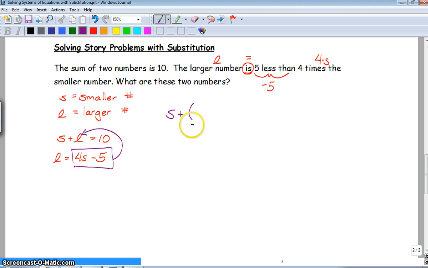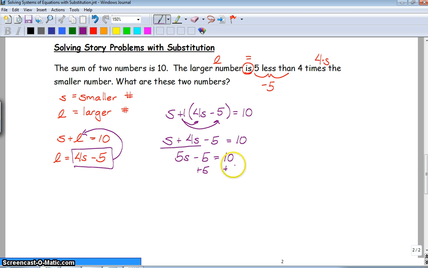instead of L, I'm replacing it with 4S minus 5. Close your parentheses, finish the rest of the equation, equals 10. Now, essentially right here I'm distributing a positive 1. That doesn't change anything, so I can drop the parentheses. S plus 4S minus 5 equals 10. Combine like terms. 5S minus 5 equals 10.